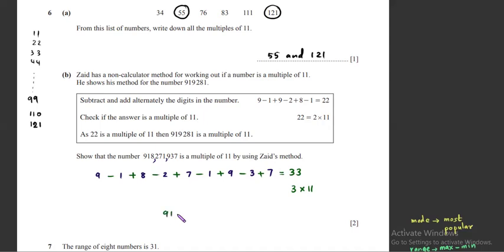So I can write it as 918,271,937. This number is a multiple of 11.